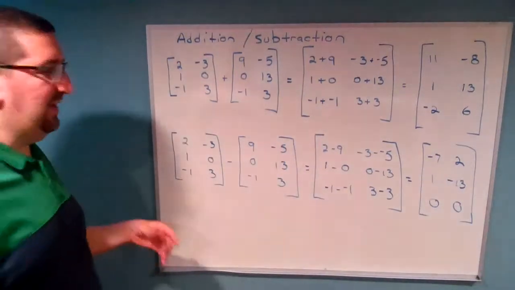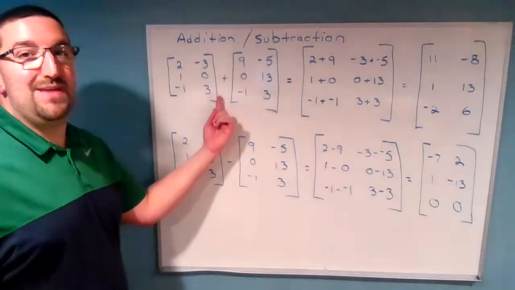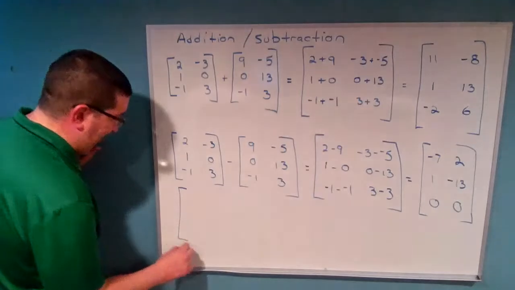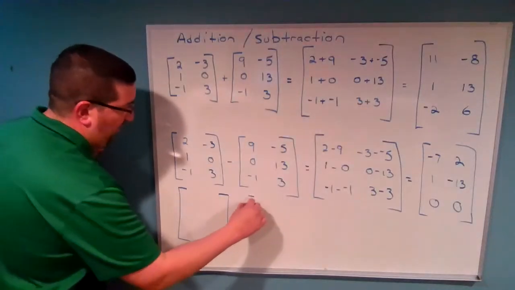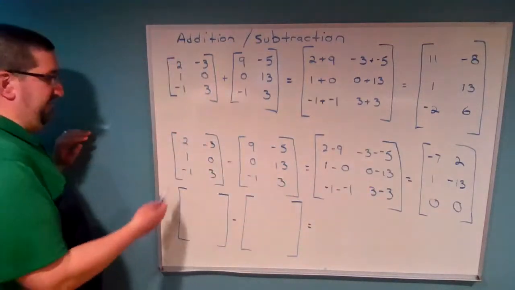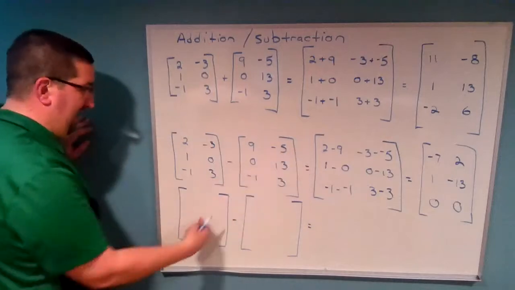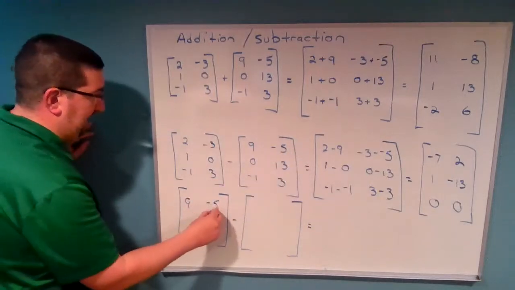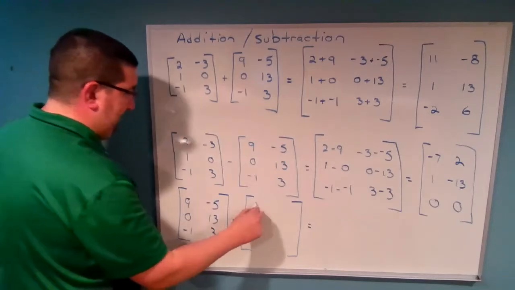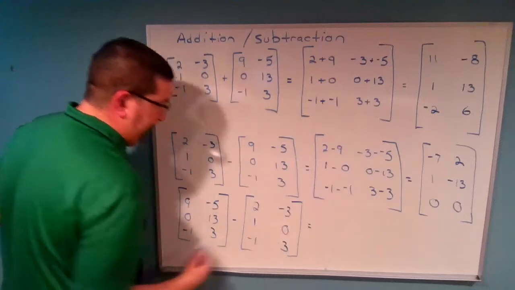Another thing I wanted to show you is that just like typical numbers, it matters the order of subtraction. It doesn't matter the order of addition, it matters the order of subtraction. So if I did the same thing here, but I switched the order of these matrices, how would that affect my final answer? So instead of the first matrix going first and the second matrix going second, I'm going to flip-flop them. So 9, negative 5, 0, 13, negative 1, 3, minus 2, 1, negative 1, negative 3, 0, 3.